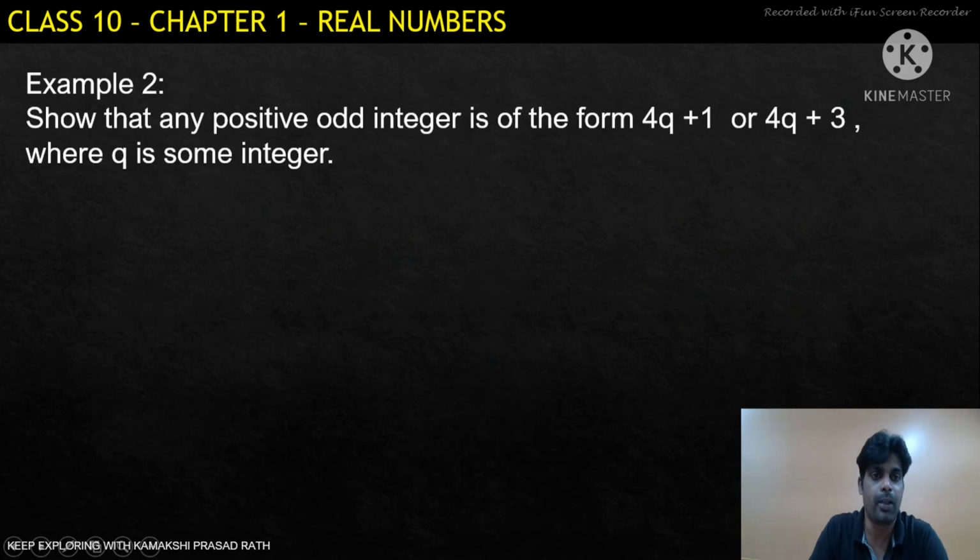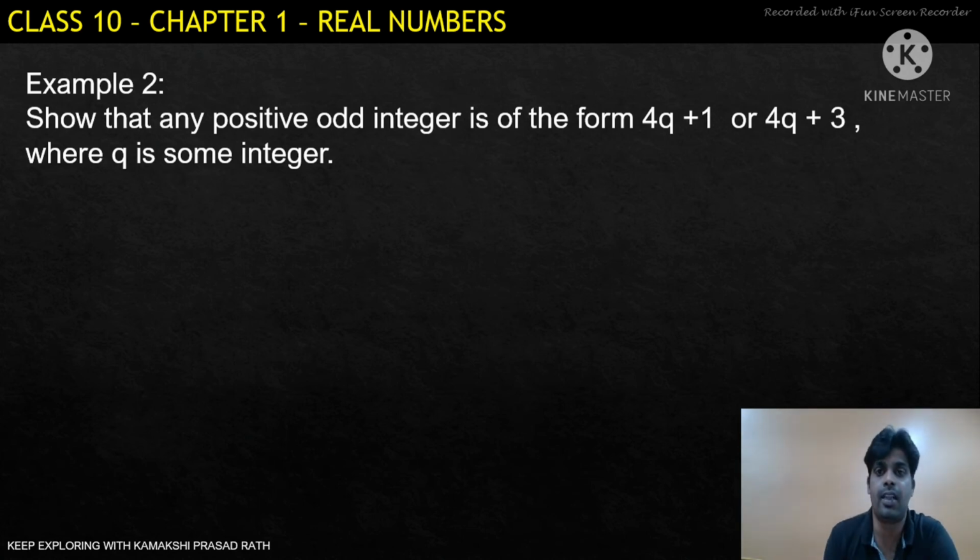Let's take one more example. Here it says: show that any positive integer is of the form 4q plus 1 or 4q plus 3, where q is some integer. When q is some integer, we will consider it as positive. As discussed earlier, a positive divided by another positive will give a positive answer only.